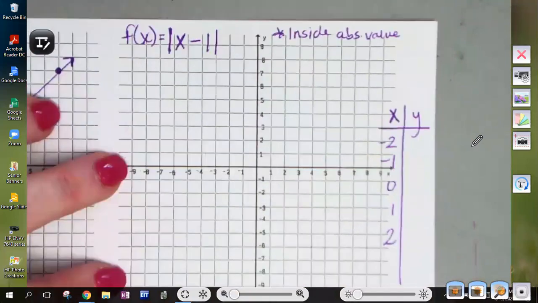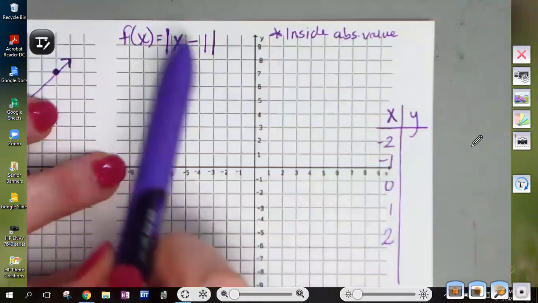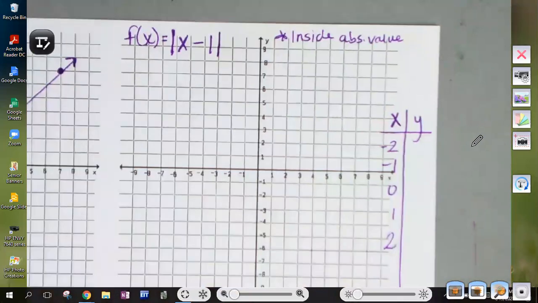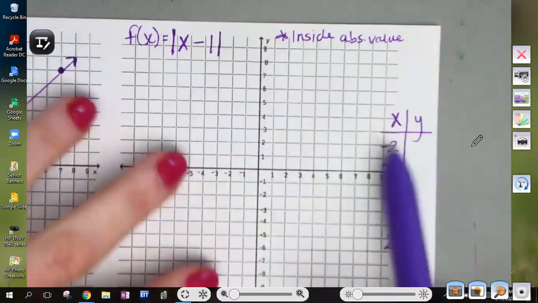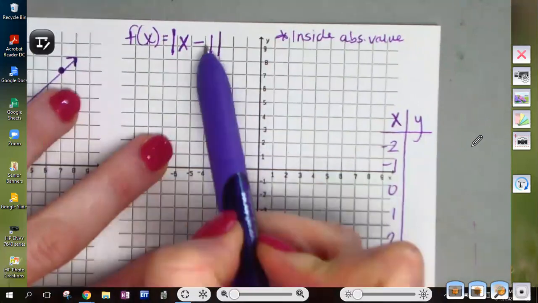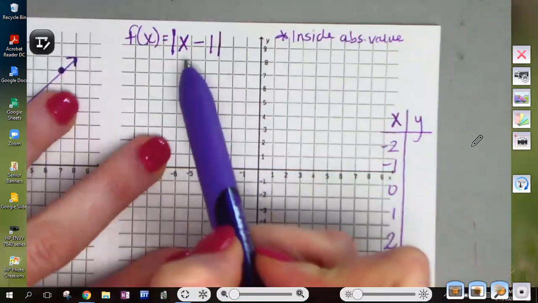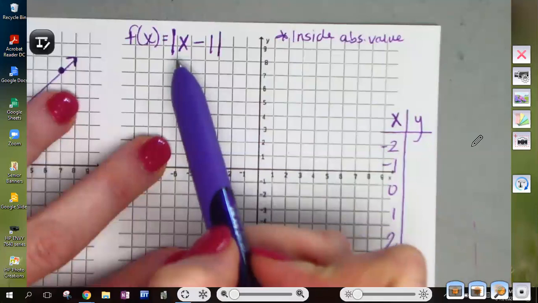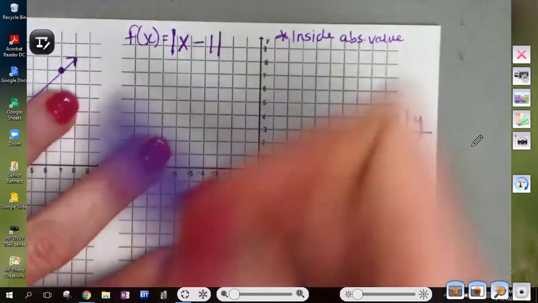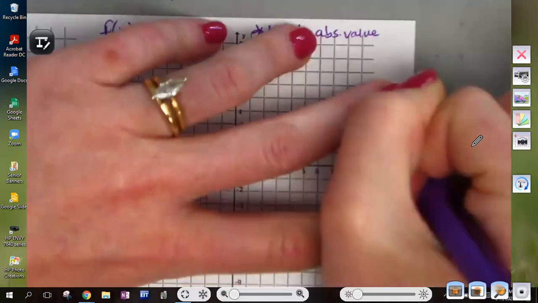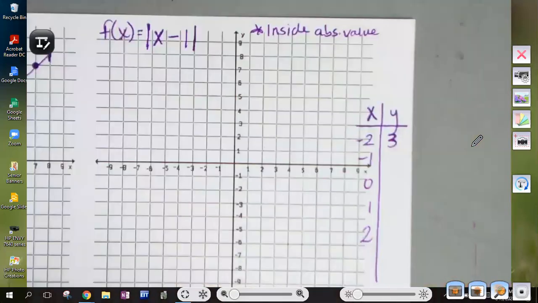All right, so I have x values. I have a function. What can I do? Plug it in. So I have -2 minus 1. Use your calculator if you don't know. It's your best friend. -2 minus 1 is -3. The absolute value of -3 is +3.